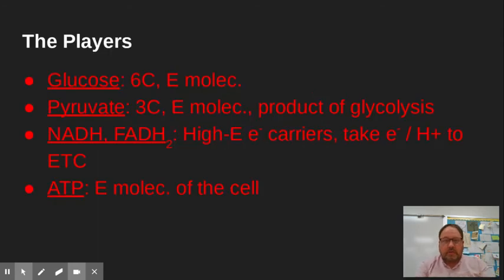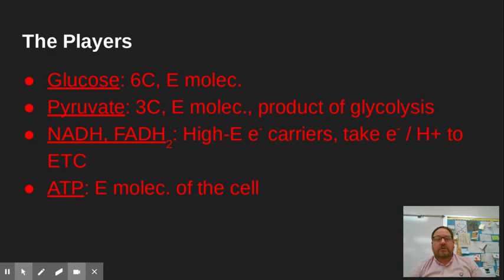Okay, so in terms of the parts of the players that are involved, here are the energy molecules. Glucose, it's a 6 carbon molecule. And again, think of it as an energy molecule. There's energy in the bonds of carbohydrates. Pyruvate is a 3 carbon energy molecule created through glycolysis. When you split apart glucose, then you create 3 carbon molecules of pyruvate.